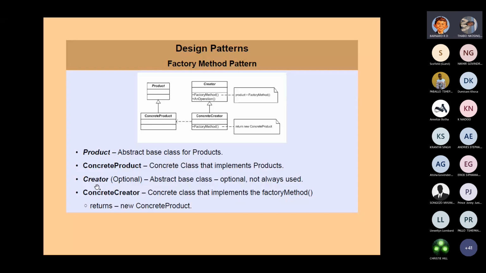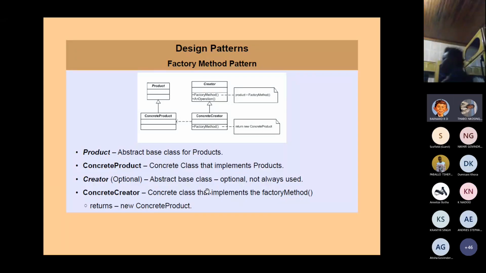Then the creator, and that is optional. The abstract base class for the factory, this part of the creator, that's the factory part of it. As I say, this abstract base class for that is optional, and in fact, more often than not, it's not actually used. You then get a concrete creator. So that's actually the factory. That's the concrete class that implements the factory method, and it returns a pointer to your product. So this probably makes more sense if you code an example, but that is the basics of the factory method.